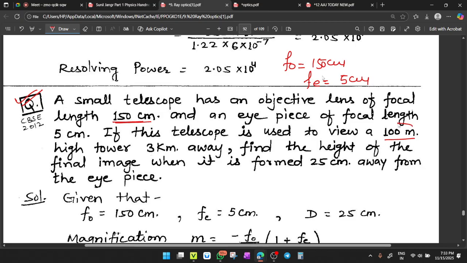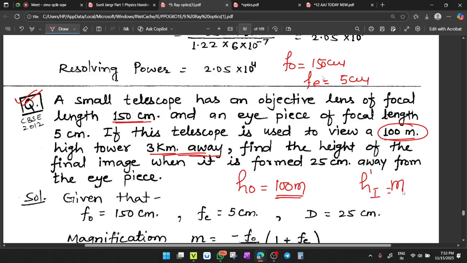So what is this? This is the height of the object, the 100-meter high tower. HO equals 100 meter. Clear? The tower is 3 kilometer away. This means the distance of the tower from the objective lens is equal to 3 kilometer. Find the height of the final image. So you have to find h dash or hi.